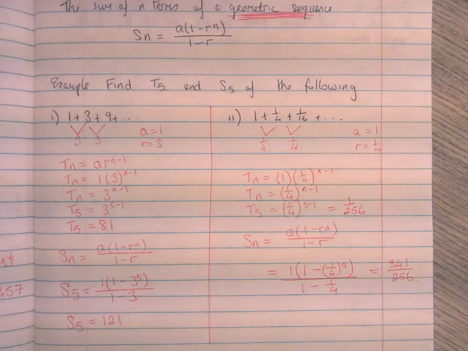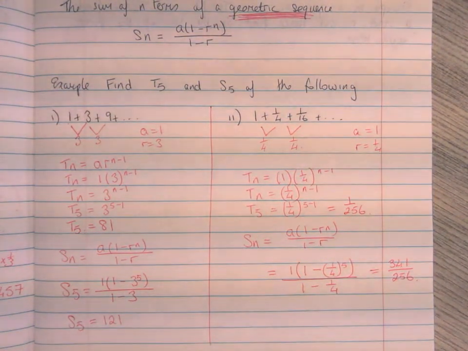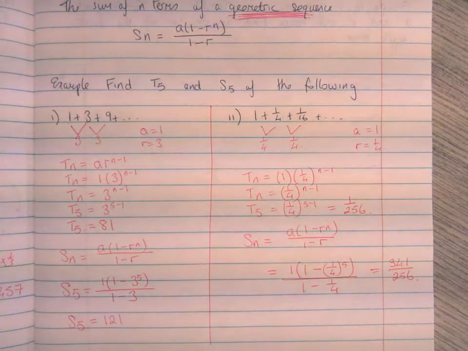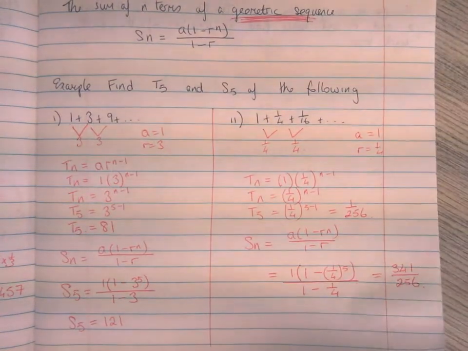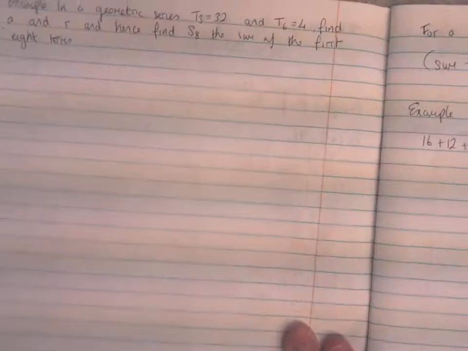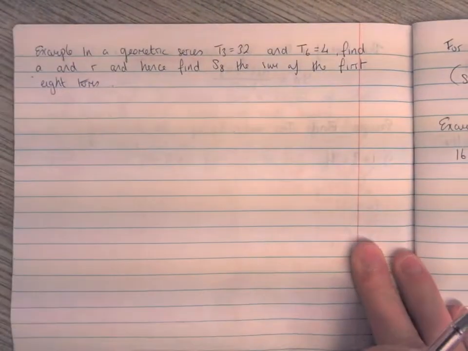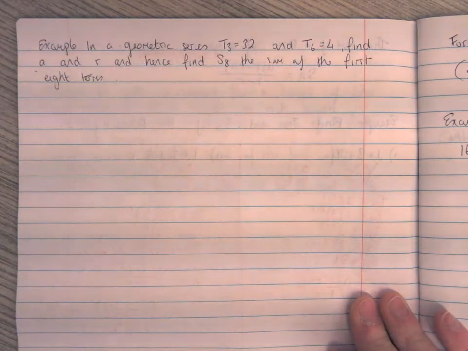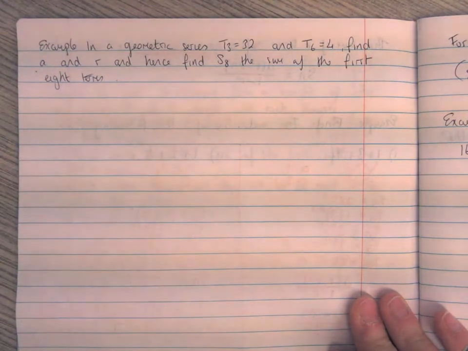We're nearly done now. So with both arithmetic and geometric, all you have is your Tn formula and your Sn formula. So you're going to be using one of them to get what you want. So this one is very similar to one we did earlier. In the geometric series, T3 is 32 and T6 is 4. Find A and R and hence find S8.